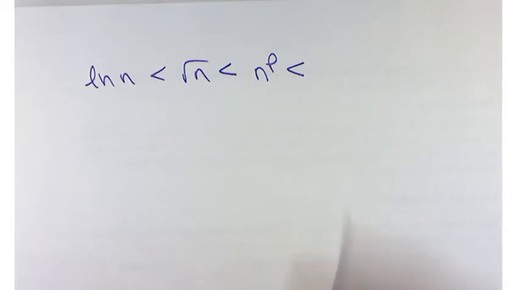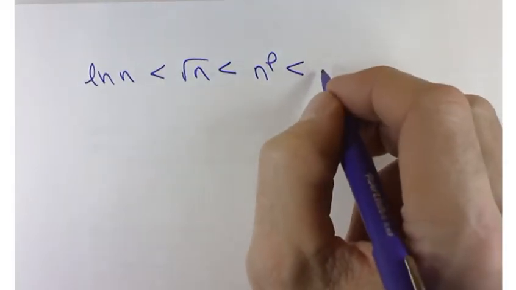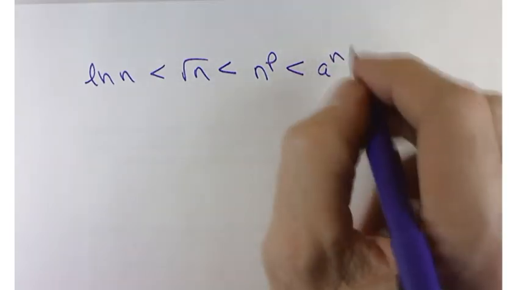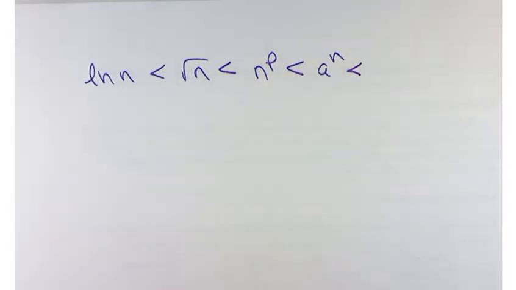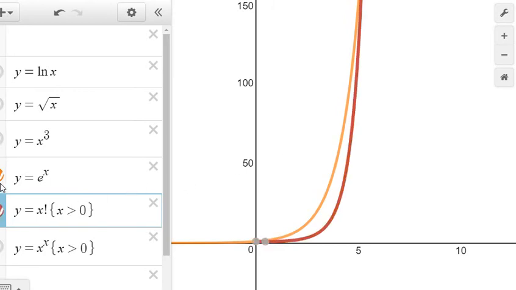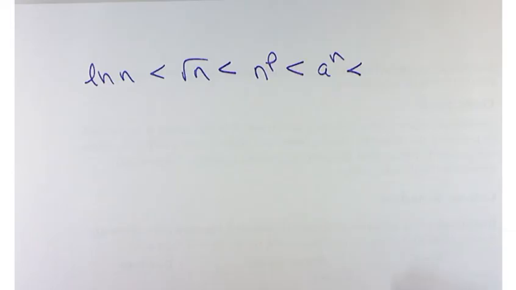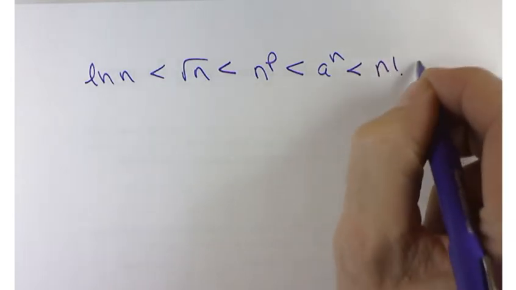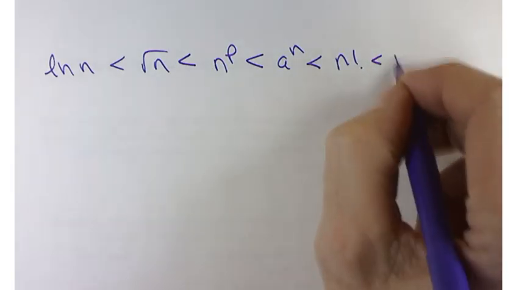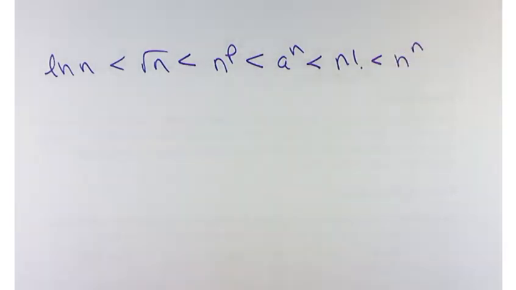So let's take a look back here. The next one is going to be a to the n power, your exponential functions. And then after that are your factorial functions. Your factorial functions grow even faster than these already fast-growing functions. Wow, can't imagine that. So it's going to be n factorial. And there's one that's even bigger than that, and that's n to the nth power.